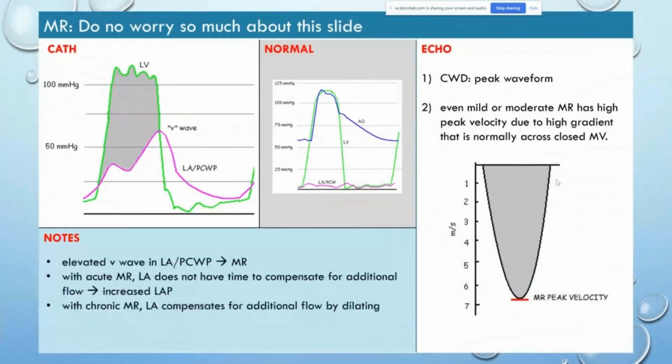Now, for this mitral regurgitation stuff, I don't want you to worry so much about this because this is more cath lab stuff than for us. A few things I do want to talk about, though, is the pulmonary capillary wedge pressure, and I'll explain that when we get to the lab, and the V wave. So I'll talk about that here in a minute.